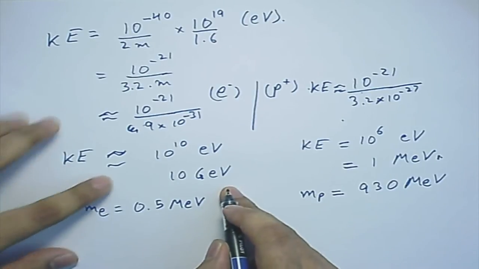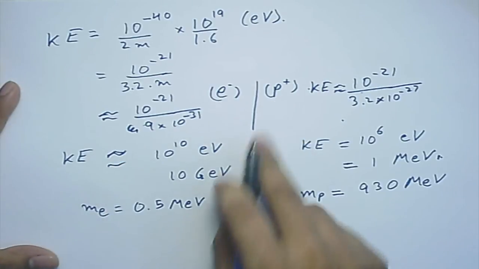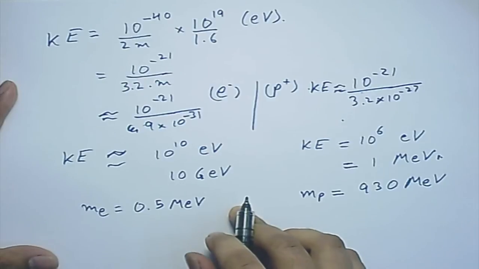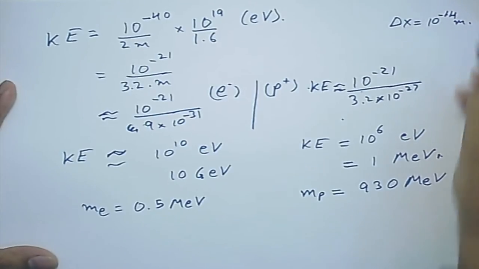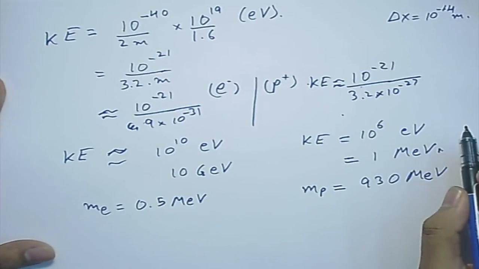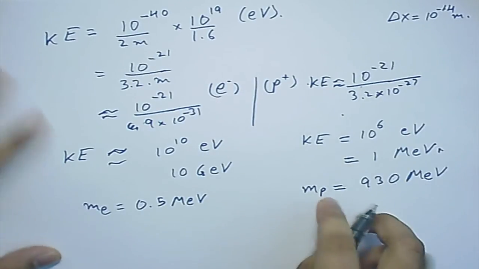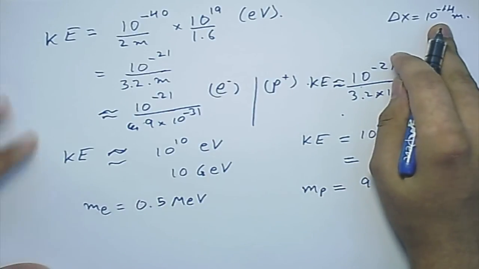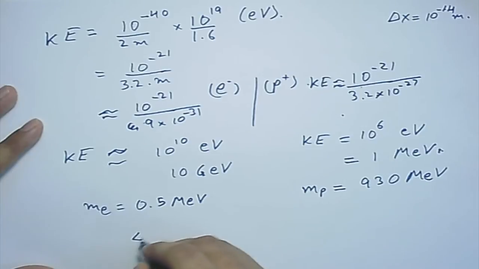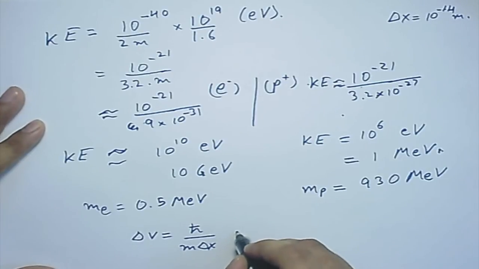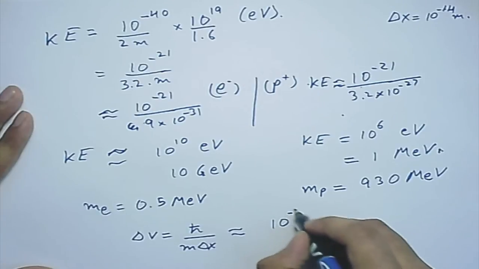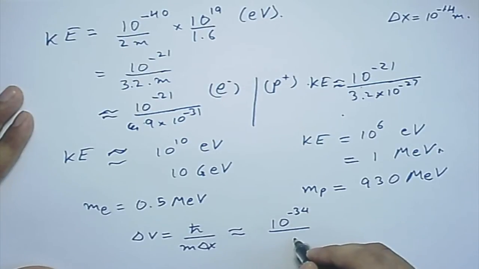Also, we could do another analysis of the momentum using the uncertainty relation and the delta x we were given. The delta x that was given was 10⁻¹⁴. Since I'm running short of time, I'll do a small analysis of the momentum of each of the particles within that nucleus. Given this delta x, the uncertainty in the velocity would be given by h cross over delta x times m, the mass. So this would be of the order of 10⁻¹⁴ over delta x, which is given as 10⁻¹⁴.